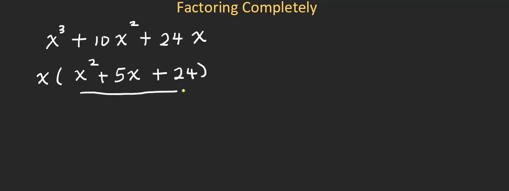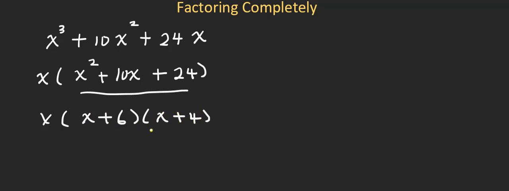Now notice, this is a trinomial, and you could factor this out. So what are the factors of 24 that when you add them up you get 5? I'm sorry, this should be 10. So what are the factors of 24 that when you add them up you get 10? That should be 6 and 4. So it's going to be x times x plus 6 and x plus 4. So that is how you factor completely.